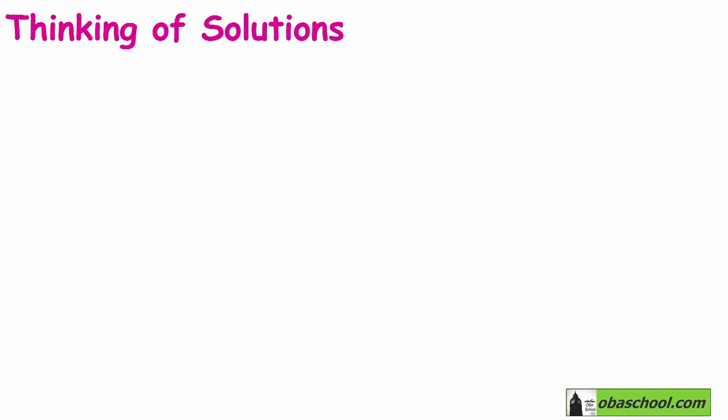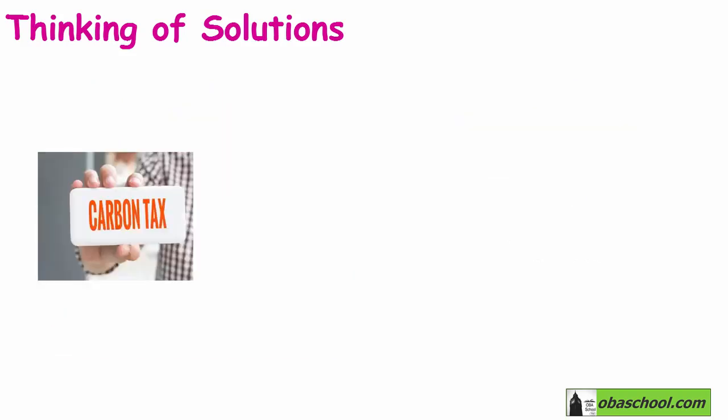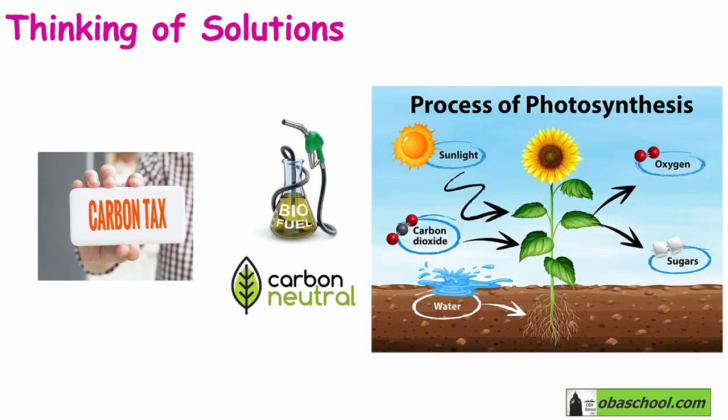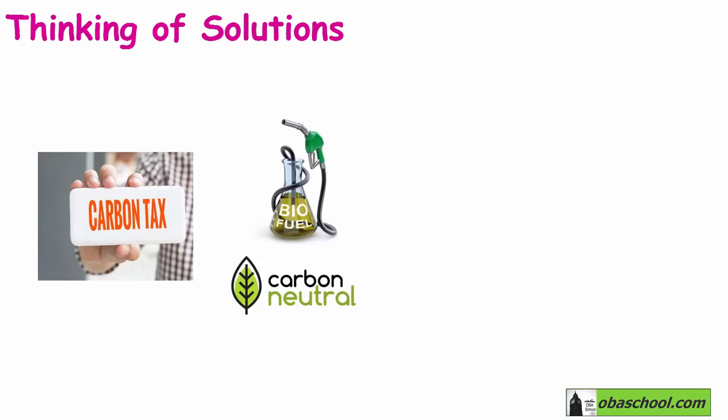So some governments are taxing fossil fuels and cars that burn a lot of petrol or diesel. So they are using carbon taxes. Moreover, they are also supporting the use of biofuels. Biofuels are referred to as carbon neutral. This fuel is made from plant material. This plant material will be absorbing carbon dioxide through photosynthesis, and then it will return carbon dioxide when used as a fuel.